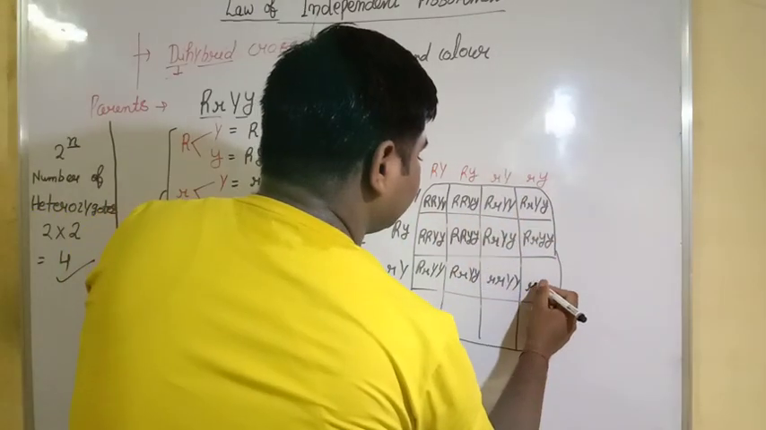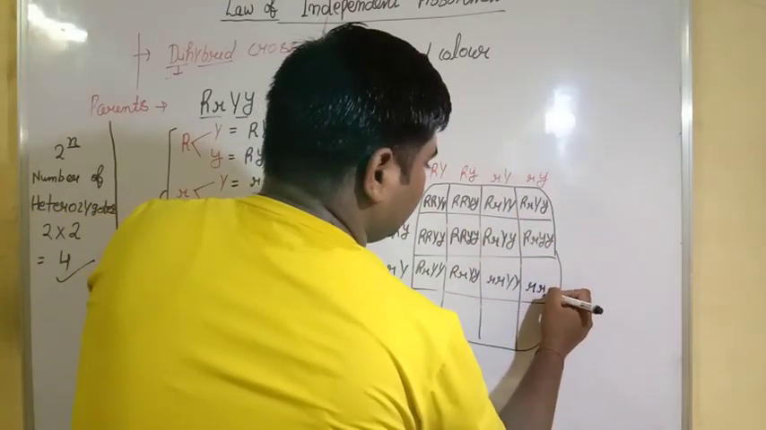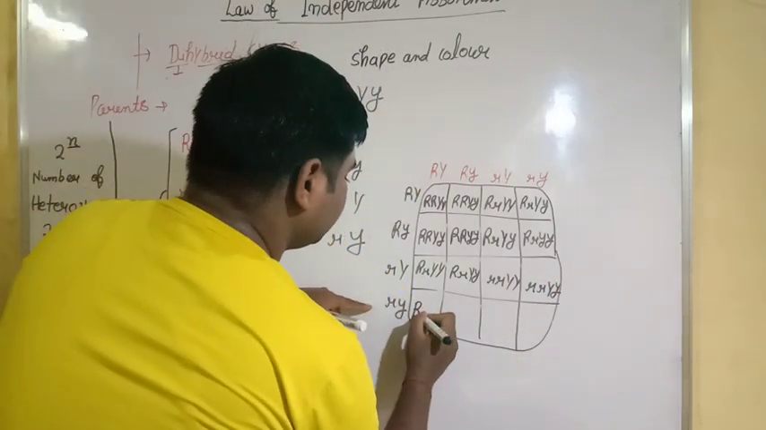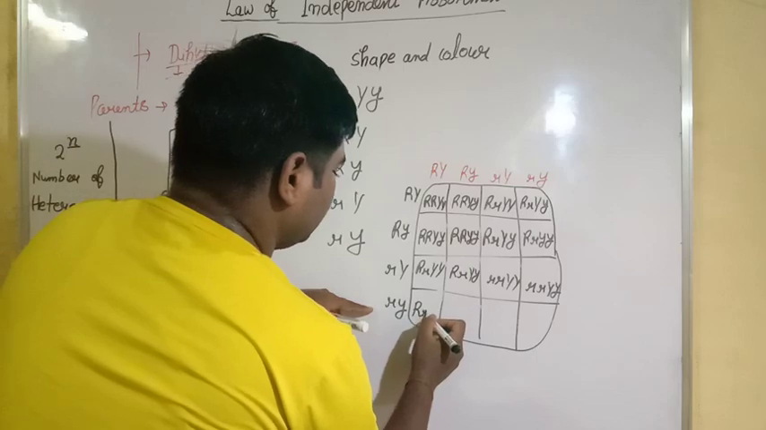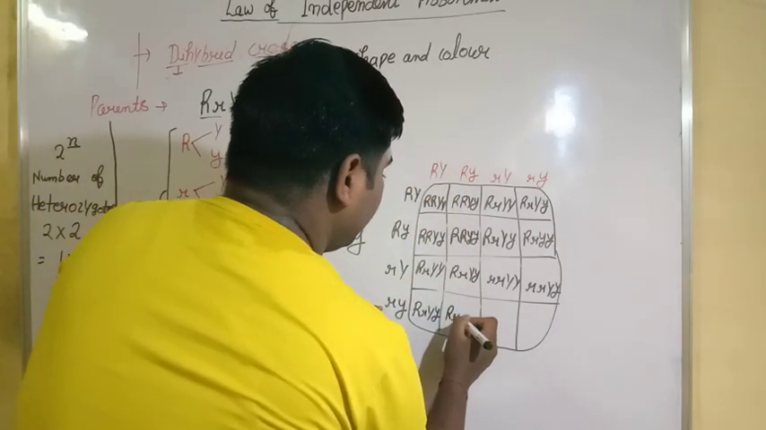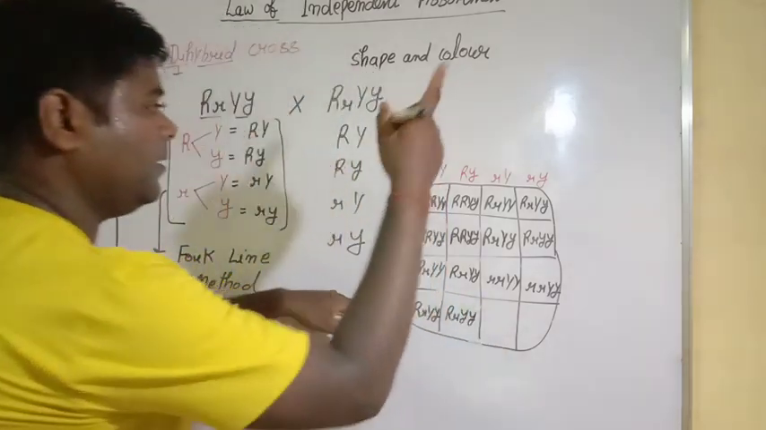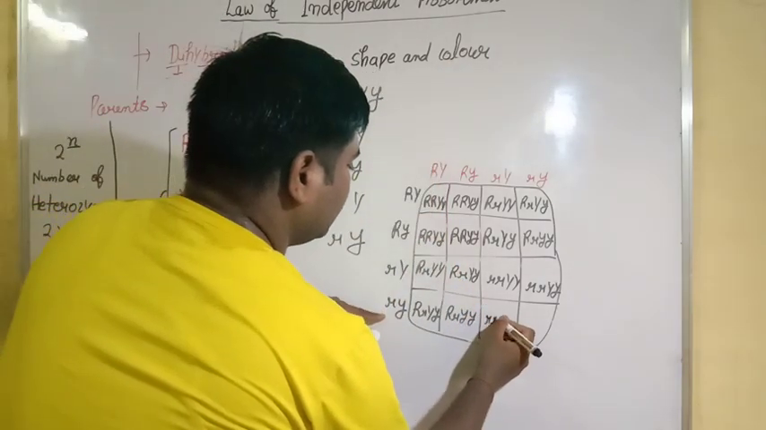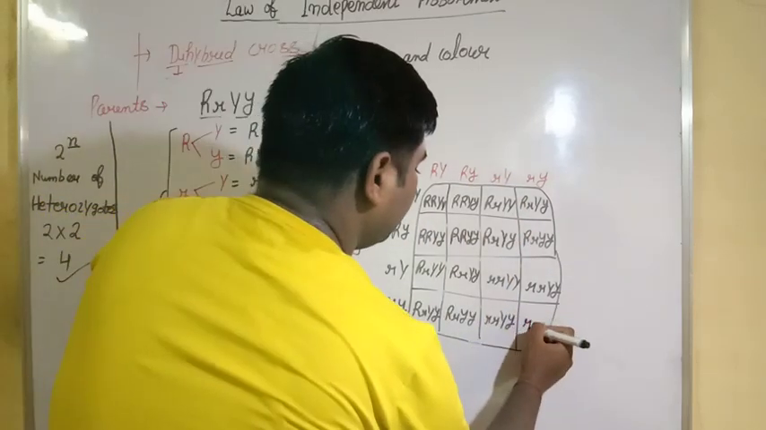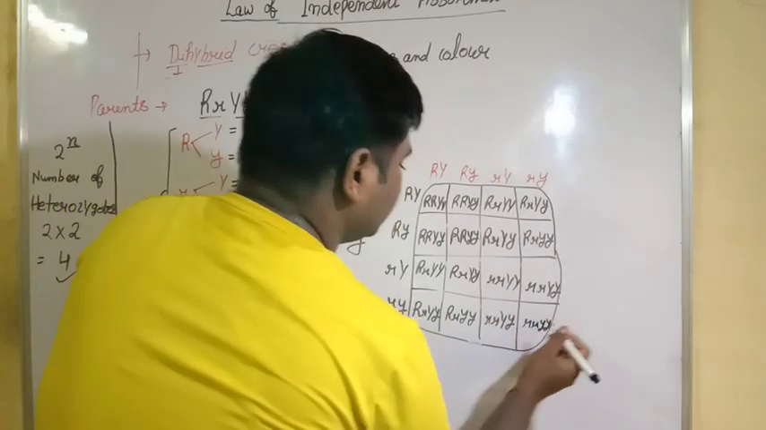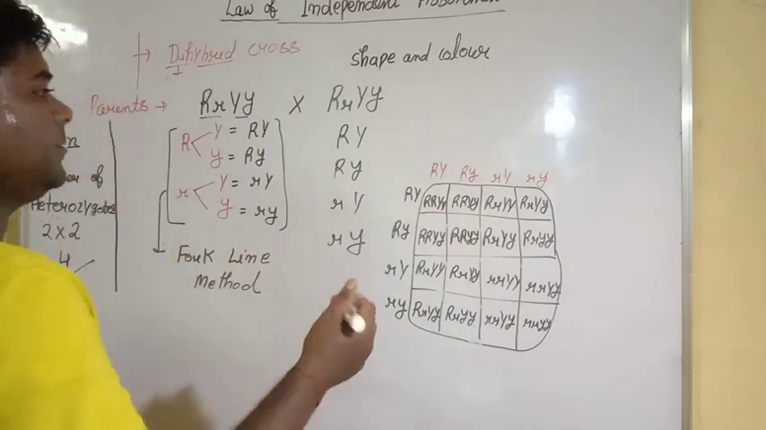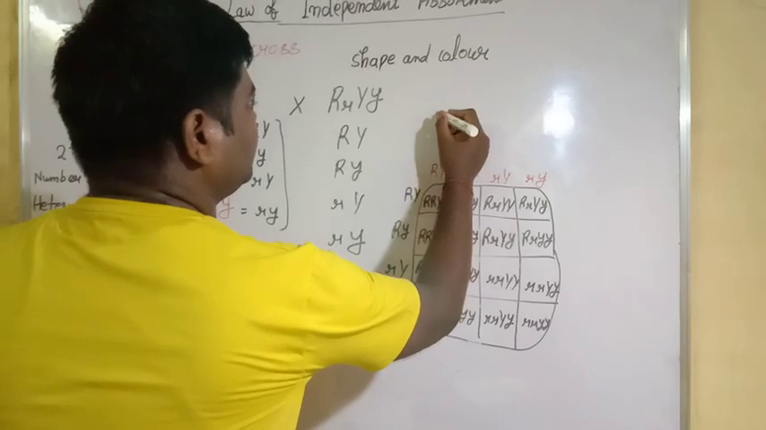This one is okay, and this one is again. Match this, again match this, again. This is the F2 generation.